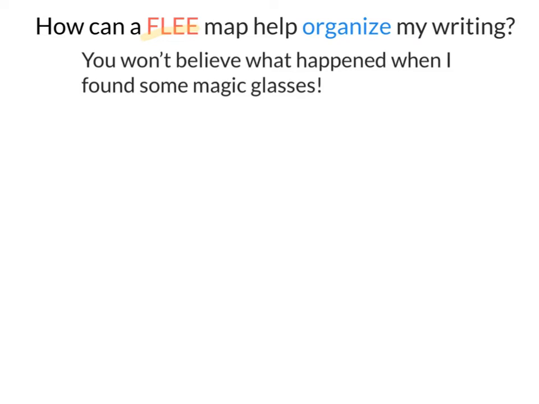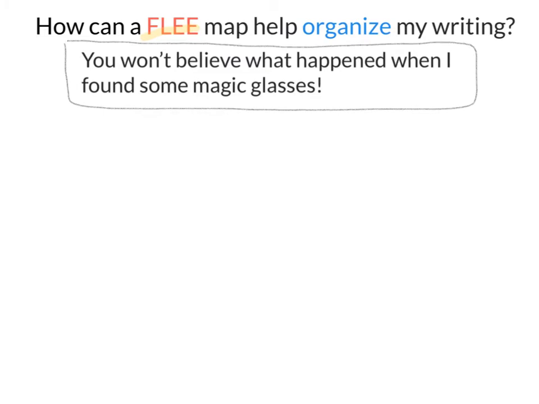Now, the first thing you're going to want to write about is your introduction. That prepares the reader for what they are going to read about. And your lesson assignment is to imagine what would happen if you found some magic glasses.